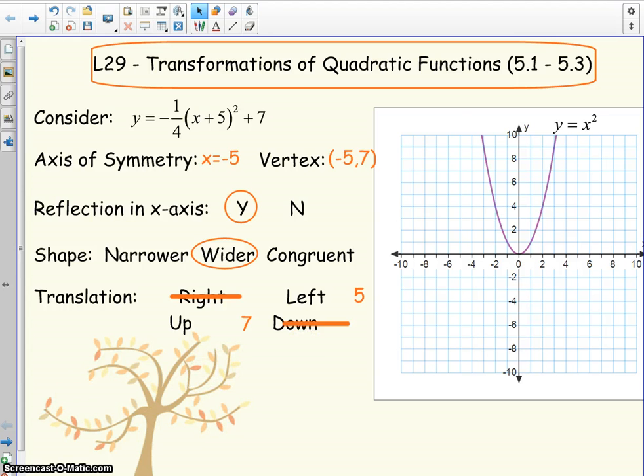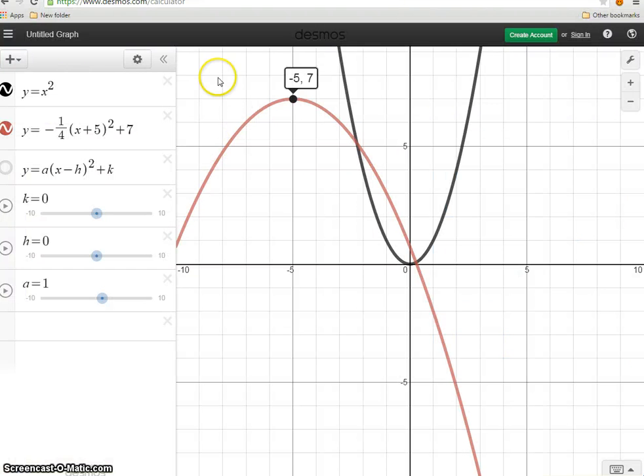Okay, so let's take a look at this actual graph here. In black I have y equals x squared, and in red I've graphed our new equation, negative 1 over 4 times x plus 5 all squared plus 7. You can see the vertex has moved left 5 and up 7, from 0, 0 to negative 5, 7. This one is wider than the original one, and it has been reflected across the x-axis because it is now opening down.